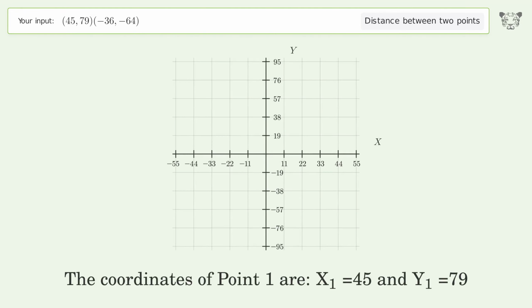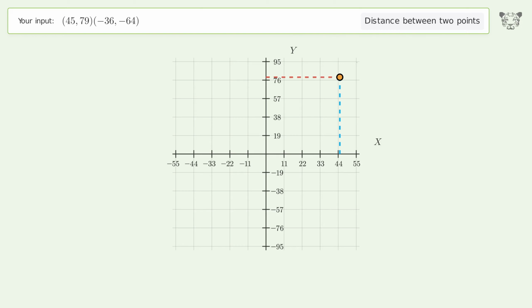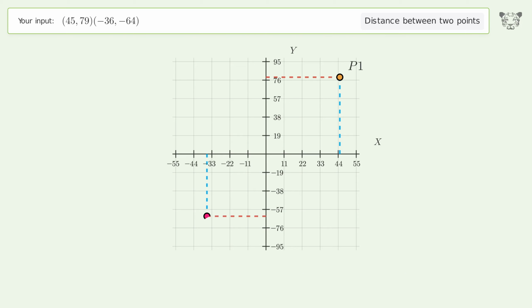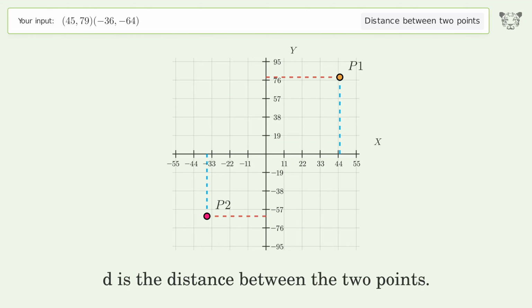The coordinates of point 1 are x1 equals 45 and y1 equals 79. The coordinates of point 2 are x2 equals negative 36 and y2 equals negative 64. D is the distance between the 2 points.